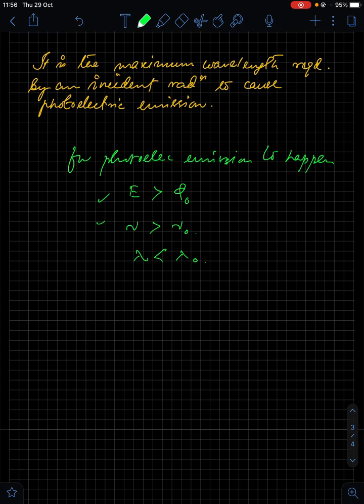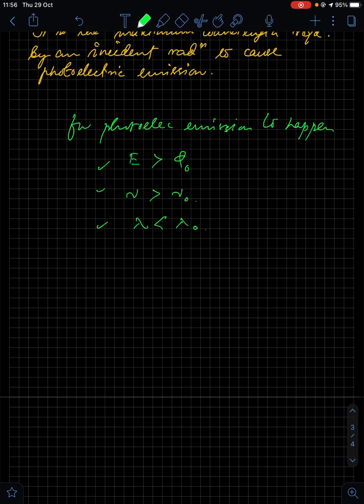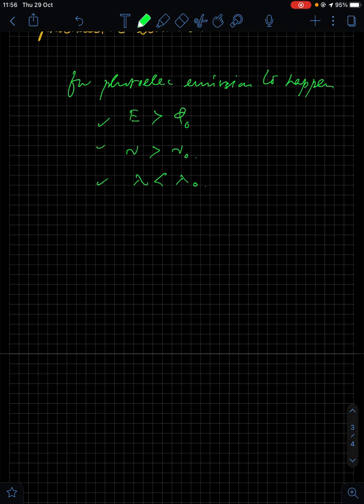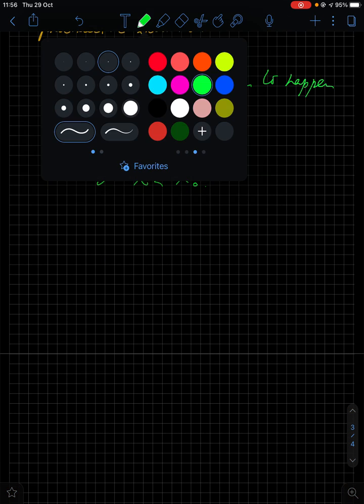If either of these conditions is satisfied, then all the conditions are satisfied. Okay, so that's your threshold wavelength. Now we come to photoelectric effect. What is photoelectric effect?